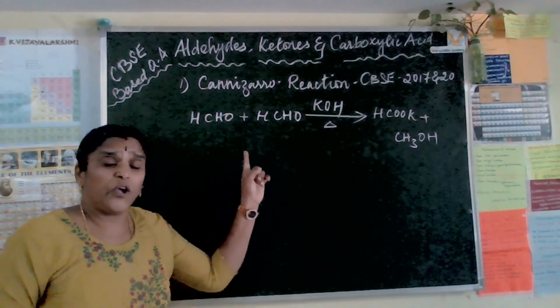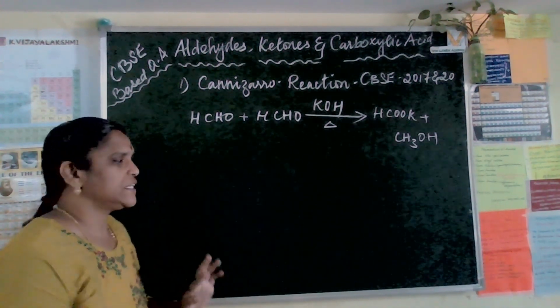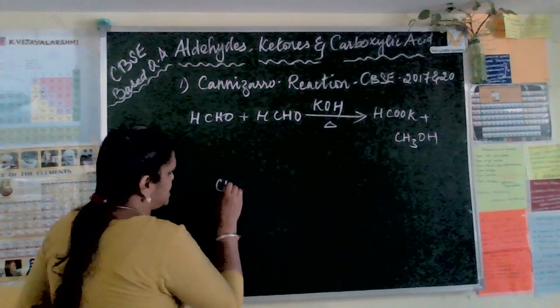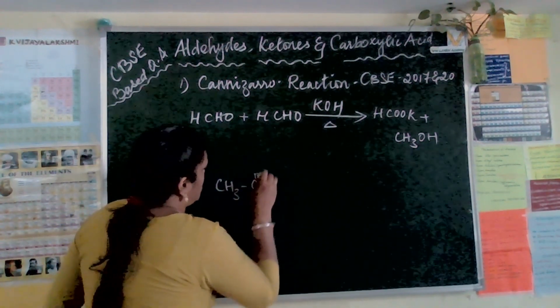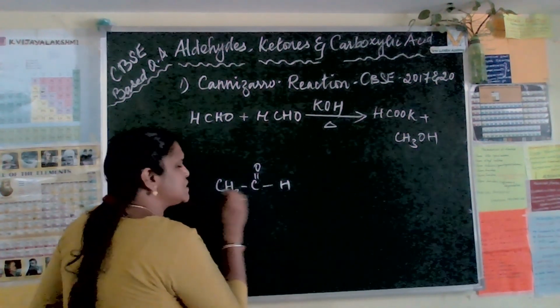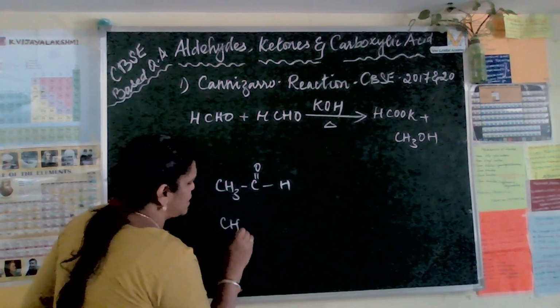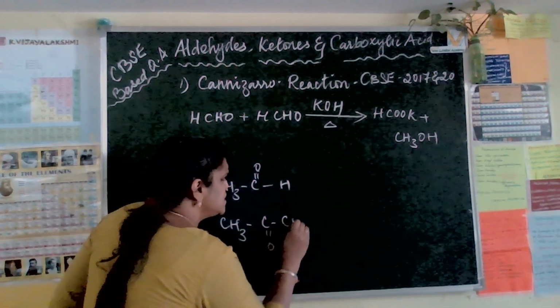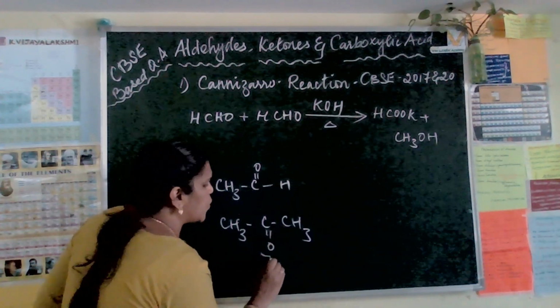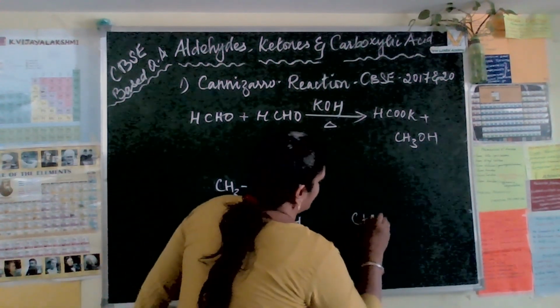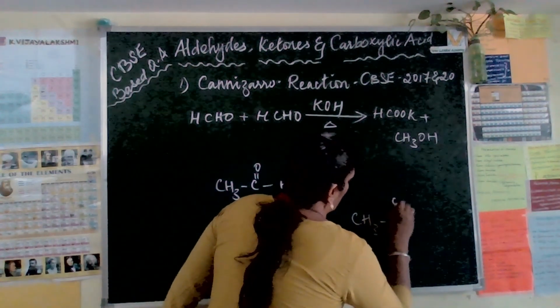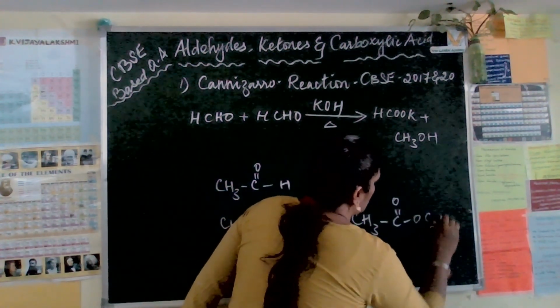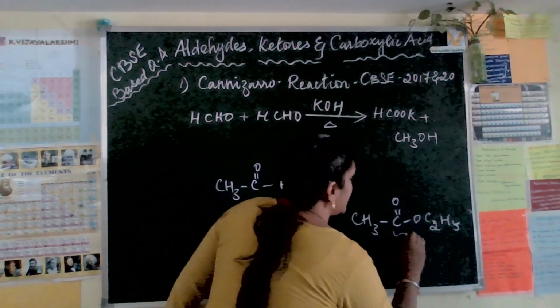Now what do you mean by alpha hydrogen? Yes, I would like to explain here. CH3 C double bond O H. So this is an aldehyde. Now the same way, another one, CH3 C double bond O CH3. This is a keto group. Now another one, CH3 C double bond O OC2H5. So this is an ester group.